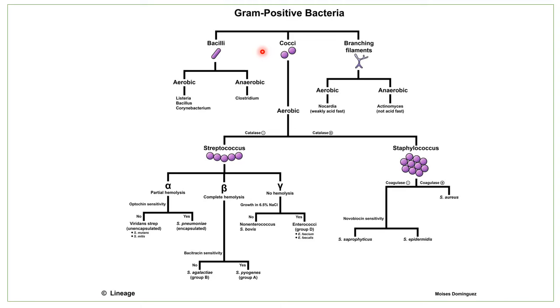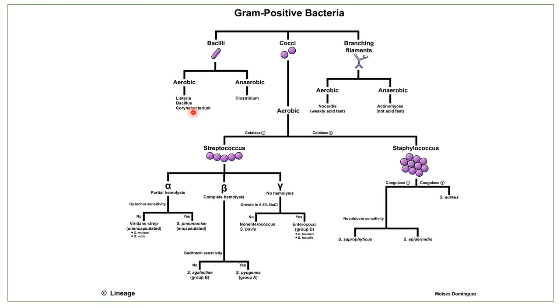It can be a bacilli, that means rod, it can be a cocci, or it can be a branching filament. In case of rod, it can be aerobic or non-aerobic. In case of aerobic, you can see just three examples are listed here. This is to just minimize your confusion so that you can easily identify your isolate in your first year.